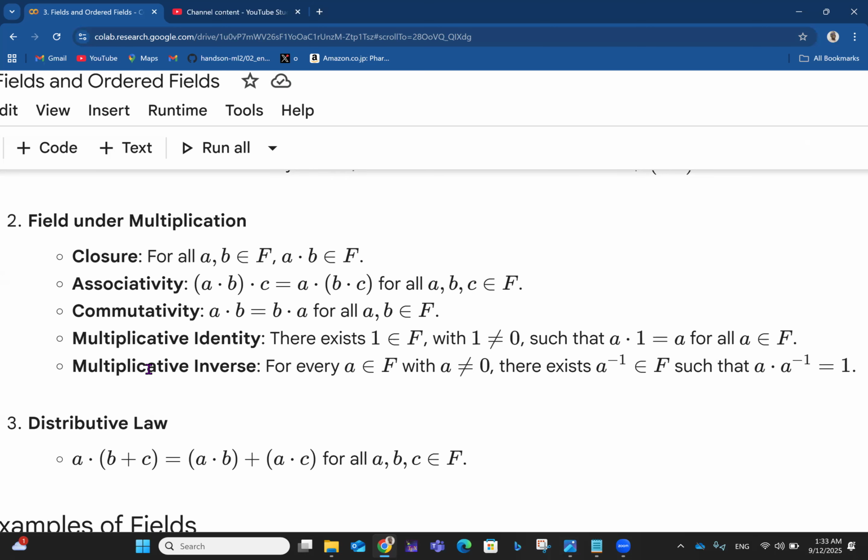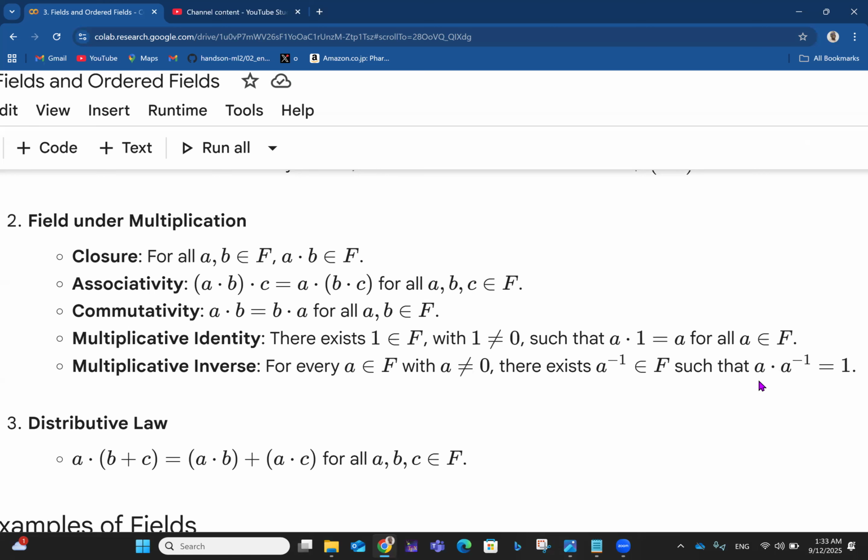And then we also have the multiplicative inverse. So for every A belonging to the set F with A not equal to 0, there exists A inverse belonging to F such that A multiplied by A inverse is equal to 1, just like before. So the element A multiplied by its inverse, because we're talking about multiplication, that'll be the multiplicative inverse. If you multiply the two, the element A and its multiplicative inverse, you get the multiplicative identity 1.